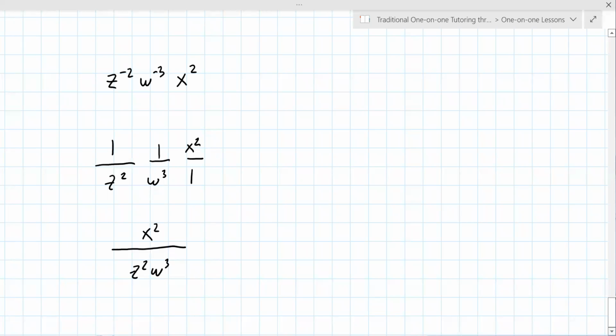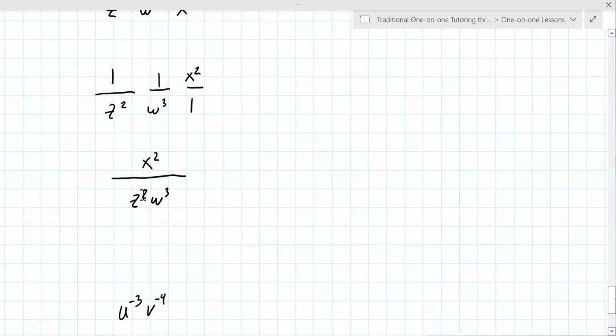Now, you might be thinking, well, are there ever 1s? Yeah, like let's say your answer is u to the minus 3, v to the minus 4. This is 1 over u cubed, 1 over v to the 4th. So this becomes 1 over u cubed v to the 4th. Basically the negative exponents go to the bottom and the positive ones stay up top.